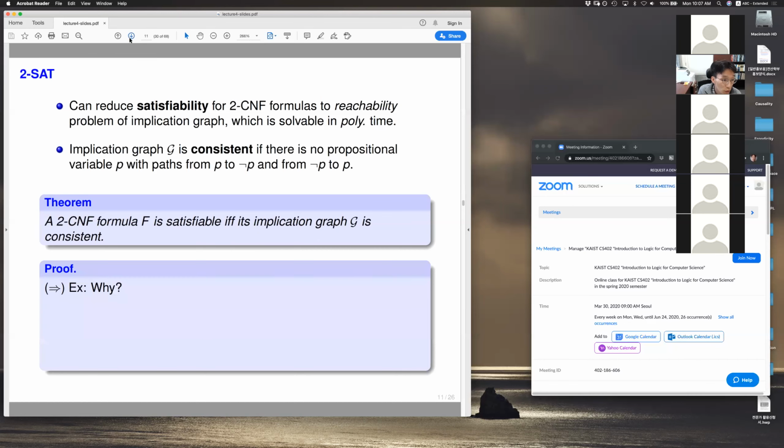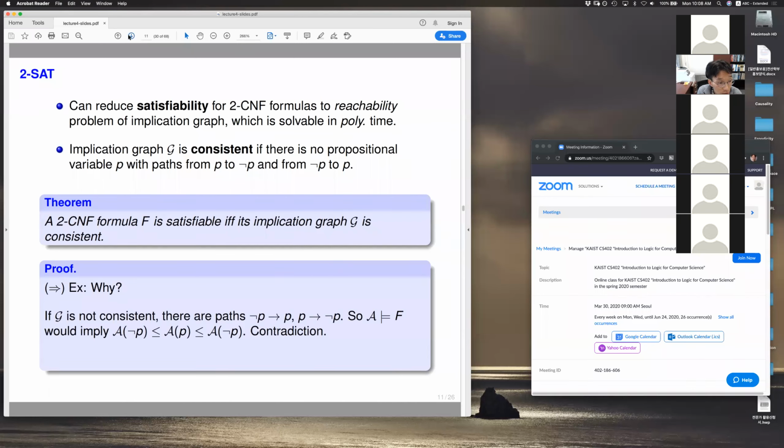Now, why is this theorem true? One direction of the implication is quite easy, and the other direction is a bit hard. We likely have to talk more about the other direction in the next lecture. Because it's difficult, I'll say a bit today and then again next week, on Wednesday. The easy direction, the only-if direction, says that if the formula is satisfiable, then the graph is consistent. Proving this is easy.